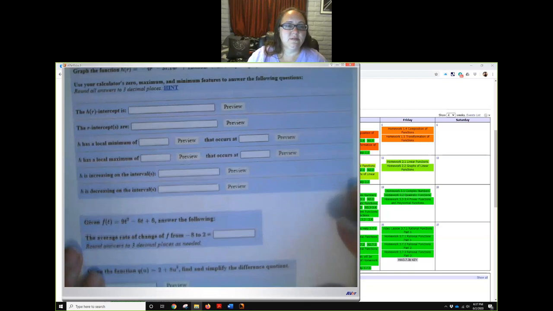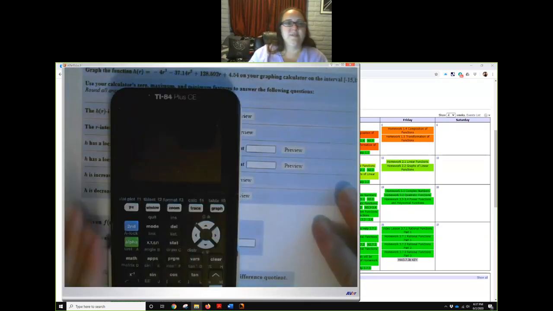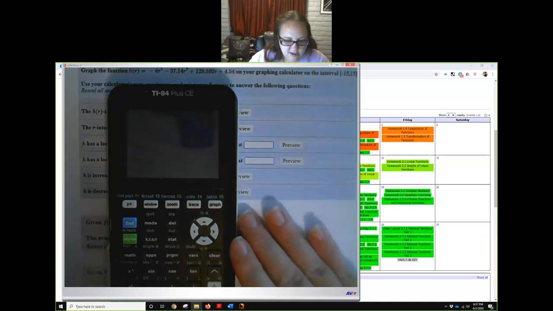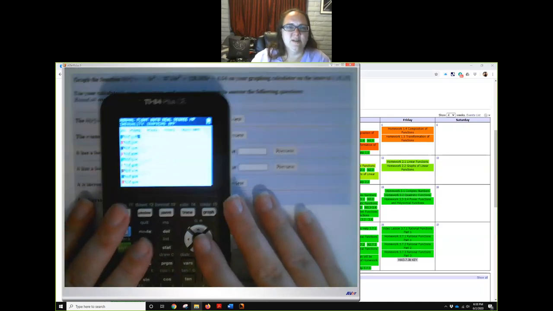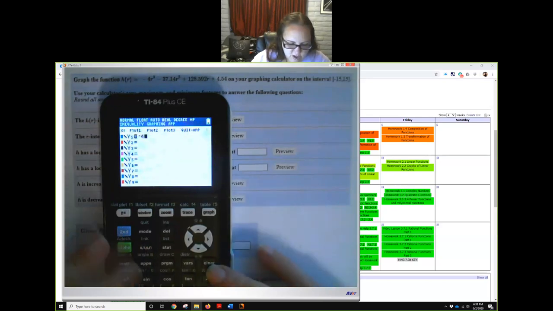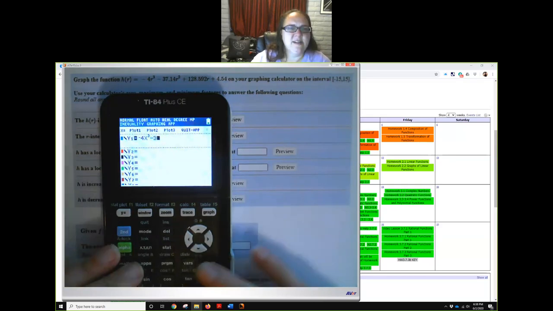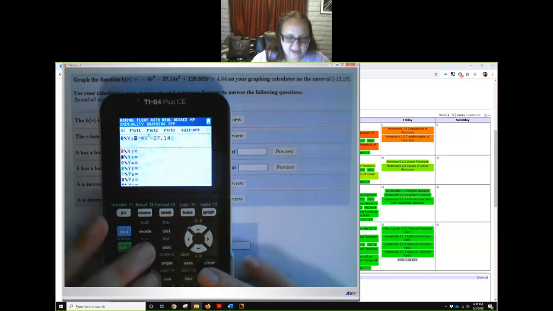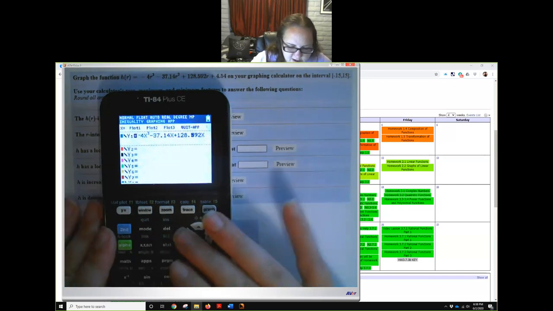So, calculators, let's graph this one. And we'll go over the steps to using the calculator to find everything. Y equals, everywhere I see an R, I'm just going to put an X. So negative 4x cubed minus 37.14x plus 128.59x. Oop, that was x squared.